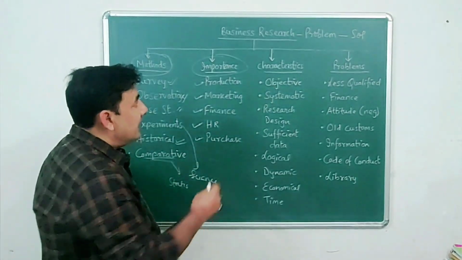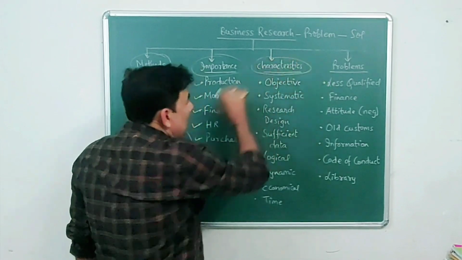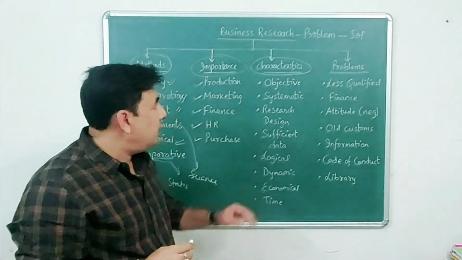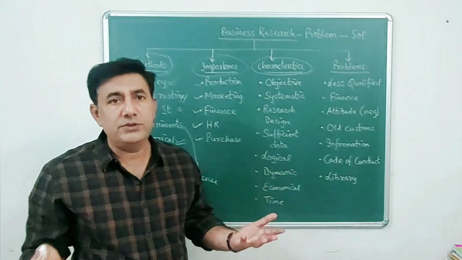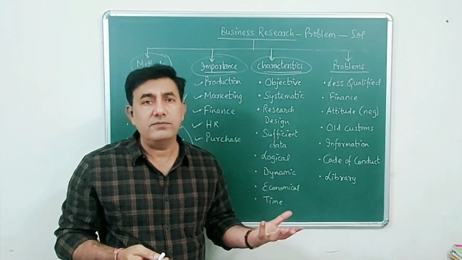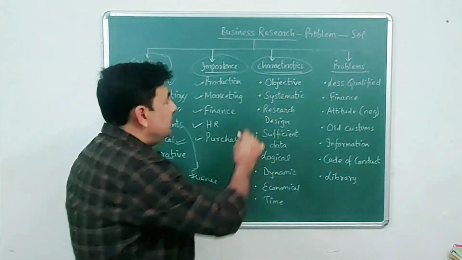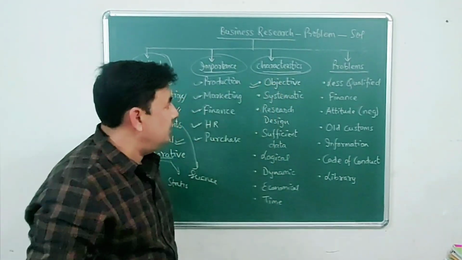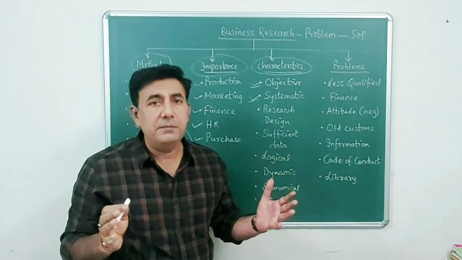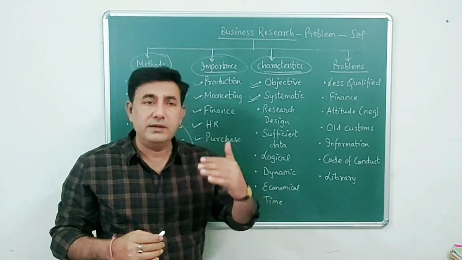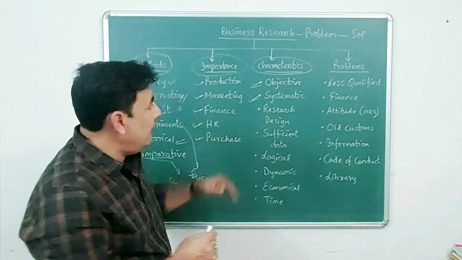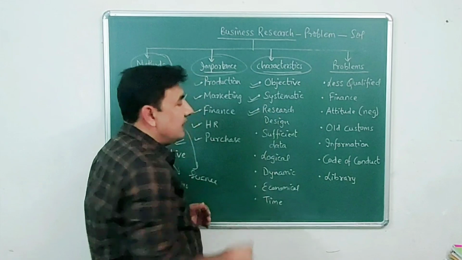Then the next one is characteristics. What are the essential characteristics of a good research? There are many points you can write, even from your common sense. It must be objective; there must be an object of research. It must be conducted systematically, not randomly. The research should start systematically, following a certain research design, because we were discussing this.